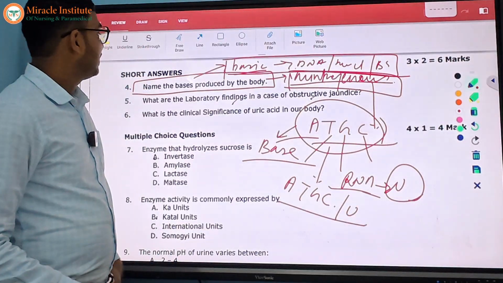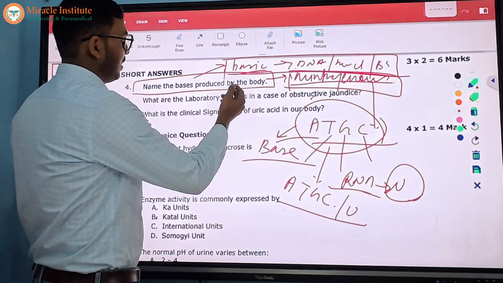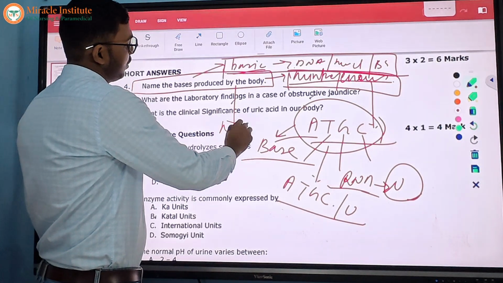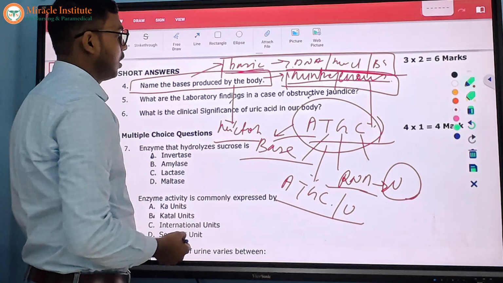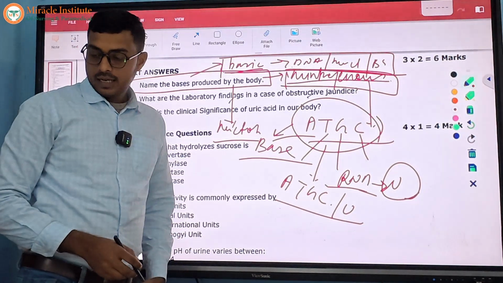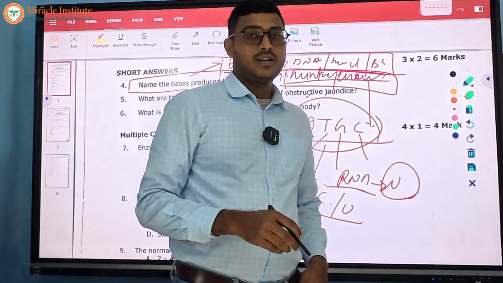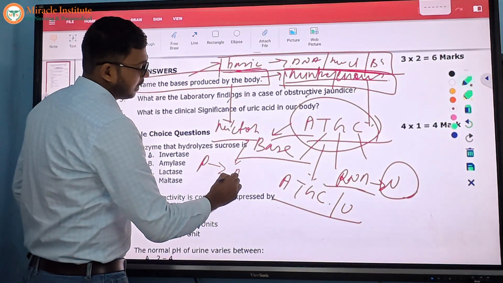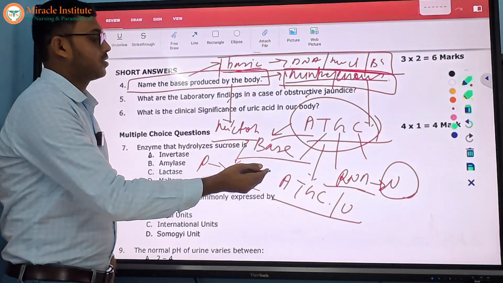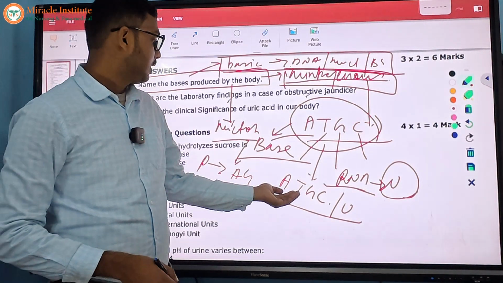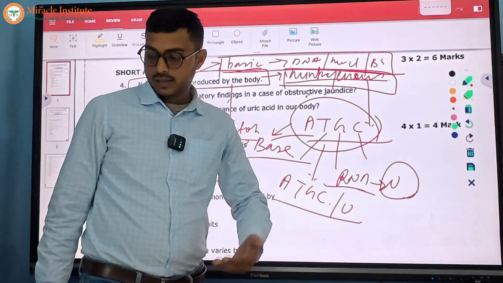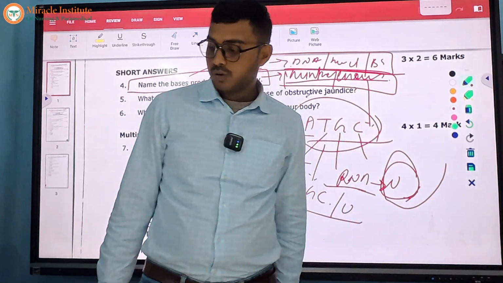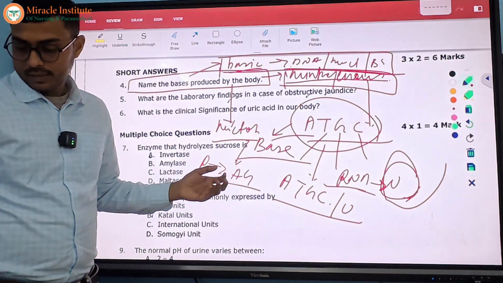In the nitrogenous bases, we categorize them into purines and pyrimidines. Purines contain A and G, adenine and guanine, and pyrimidines contain the rest, T and C, thymine and cytosine. In the case of RNA, we have uracil.